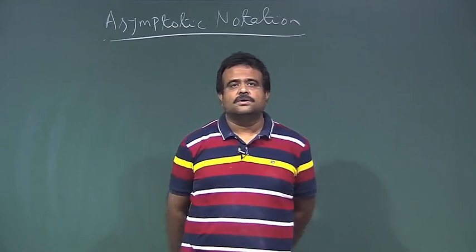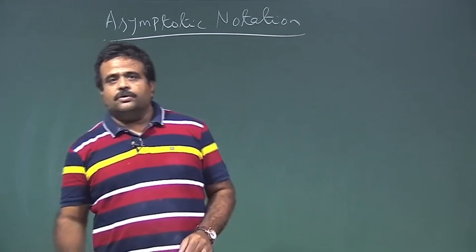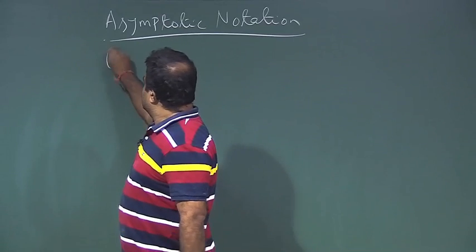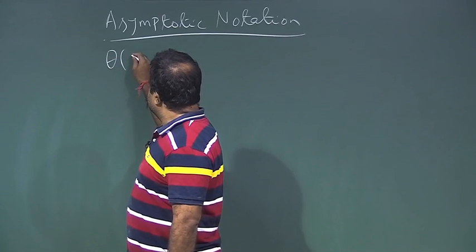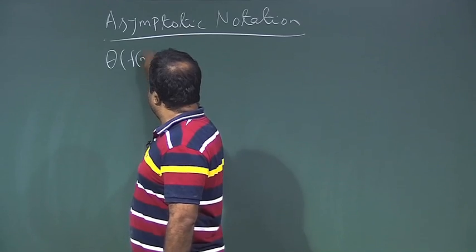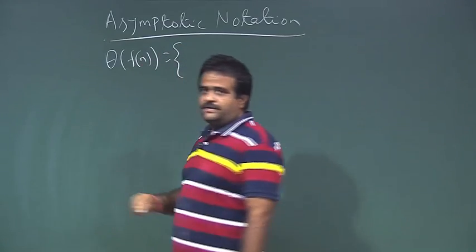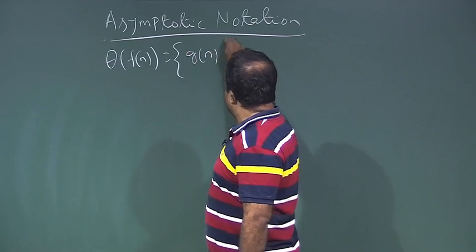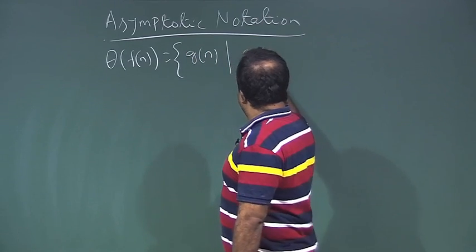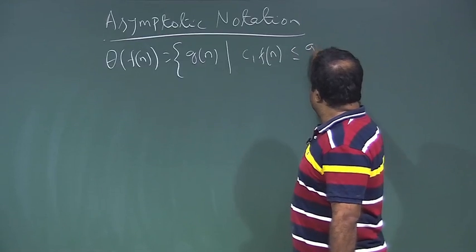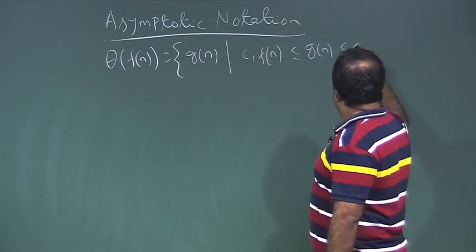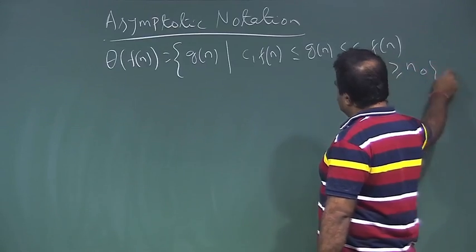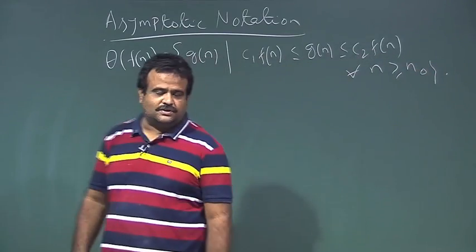Okay, so we are talking about asymptotic notation. So we have the big theta notation. We define the big theta of f of n as, this is the mathematical definition of big theta. It is basically the set of all functions g(n) such that g(n) is bounded on both sides by f(n) for all n greater than some n0. Okay, so this is the mathematical definition of it.